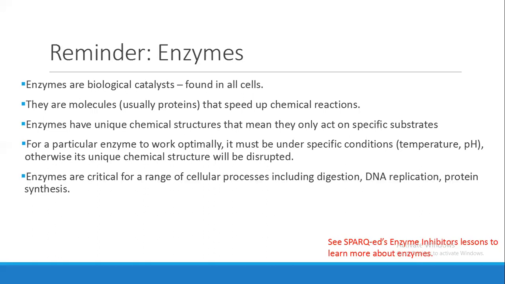Enzymes are critical for a range of cellular processes, including digestion, DNA replication, and protein synthesis. These are some applications of enzymes here. They work properly in digestion, in DNA replication when we replicate the genetic material, and in protein synthesis. Enzymes also act in glycolysis, the Krebs cycle, and a lot of chemical processes that must be driven with enzymes.